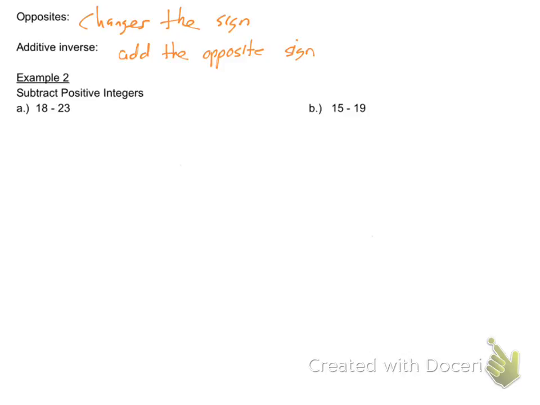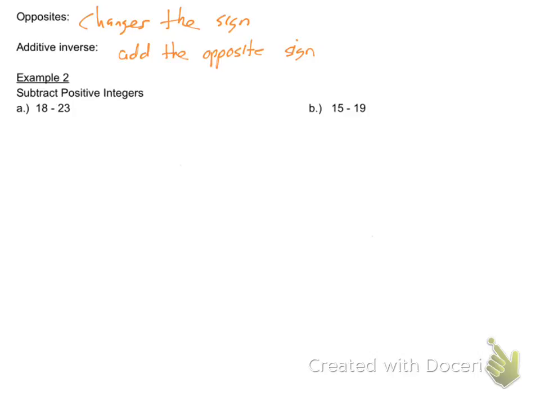All subtraction problems can be turned into addition. That's all we're trying to say here. Notice that example 2 says subtract the positive integer. Right now, that's what's happening. It's 18 minus a positive 23, yes?